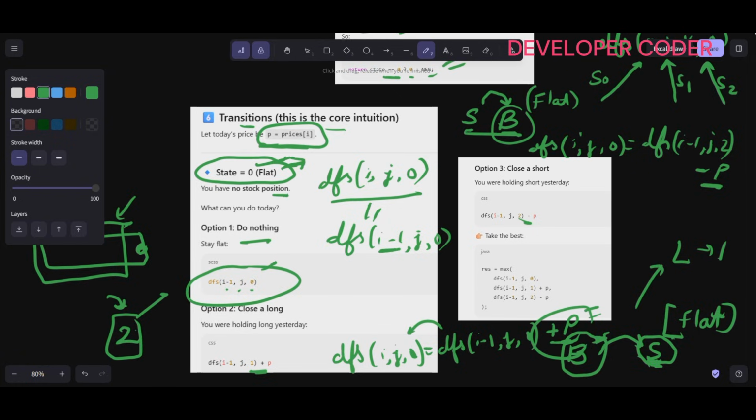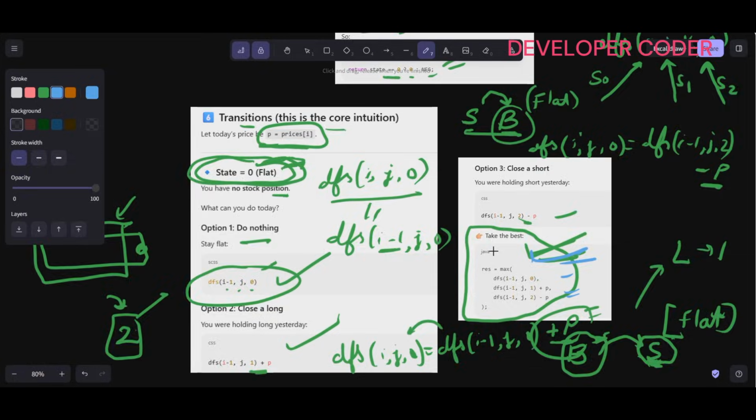Okay, so now for this state, flat state, the best result will be the max of this or this or this. So here we have to take the best of this. Okay, this is what we need to do. I will do a dry run, then you guys will get a better idea. But this is what we need to do, right? Clear?